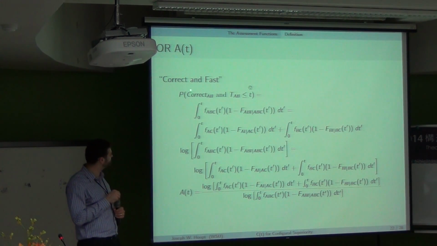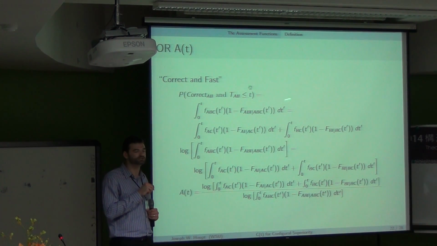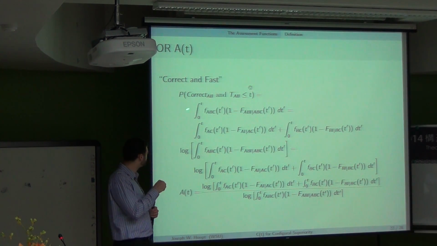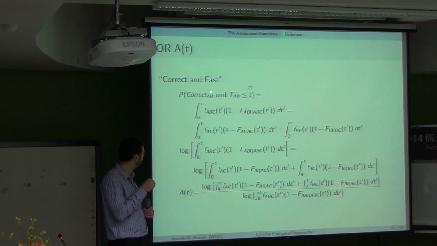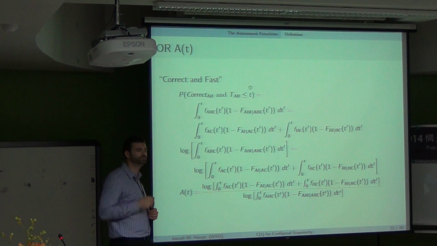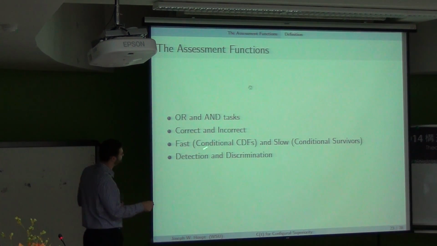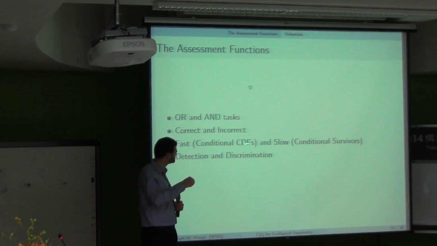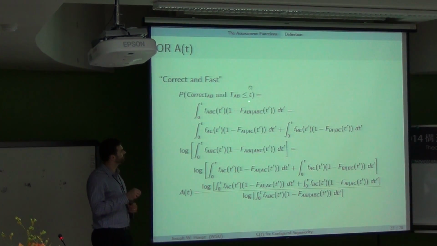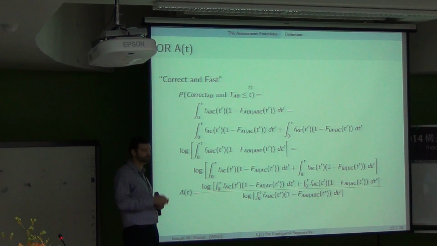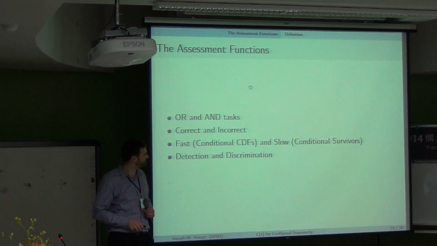So right now I'm looking at the joint between correct and the response occurring by time t. I can also do the same kind of assessment function, but looking at the joint of being incorrect and responding by a given time. Likewise, I can do this fast version, which is based on these conditional CDFs, where I'm focusing on t less than or equal to a given t. Or I can also do it based on the survivor function.